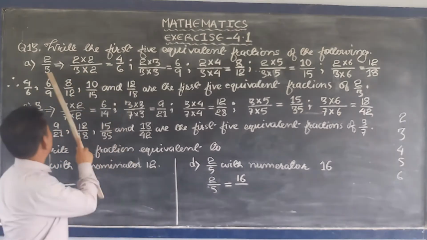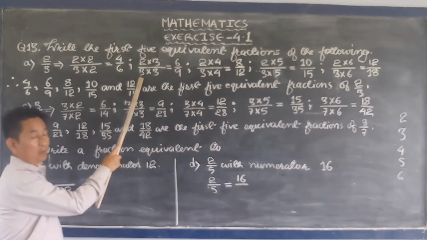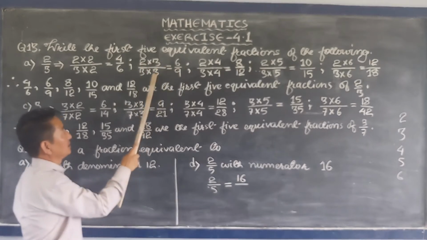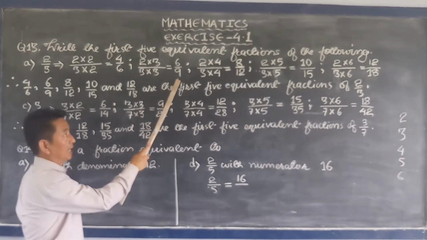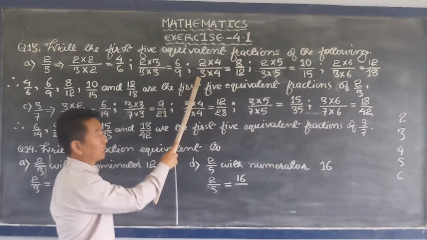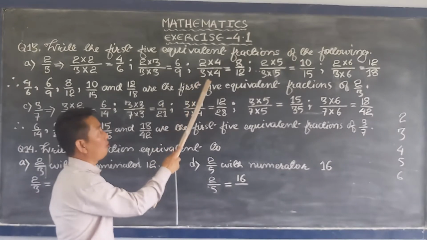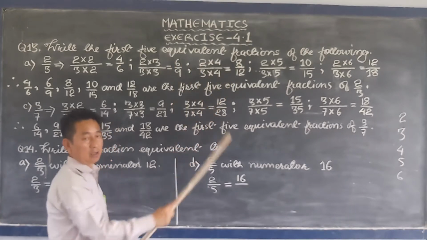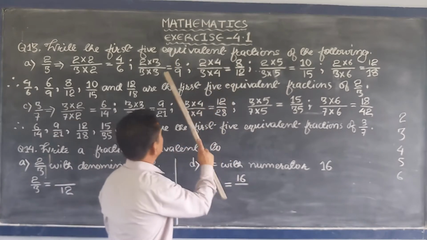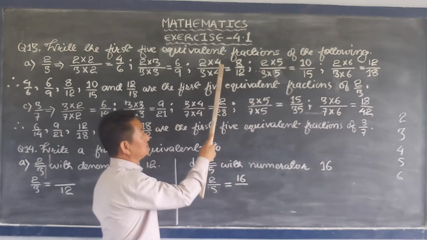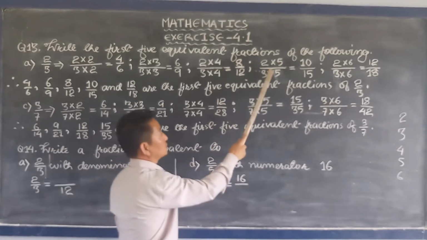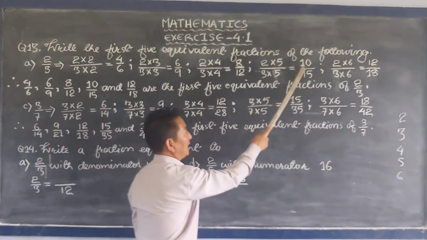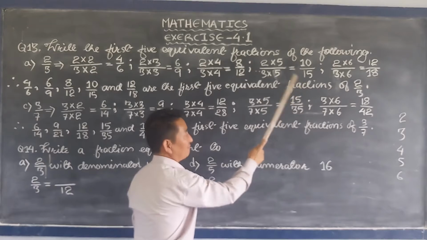Now after that, again this 2 by 3 multiplied by 3. 3 2s are 6, 3 3s are 9. Again we'll write 2 by 3. Then after 3, what comes? 4. 4 2s are 8, 4 3s are 12. Then again we'll write this fraction 2 by 3. What comes after 4? 5. So this 2 by 3 is multiplied by 5. 5 2s are 10, 5 3s are 15.